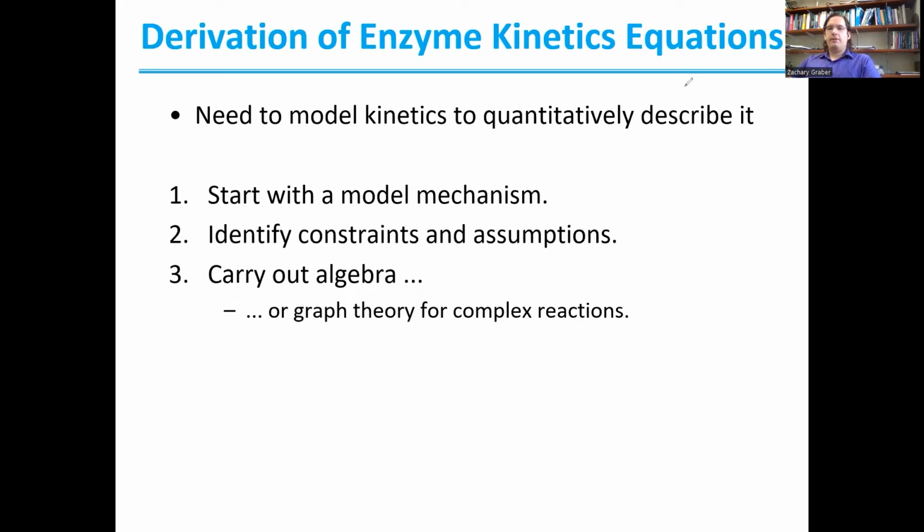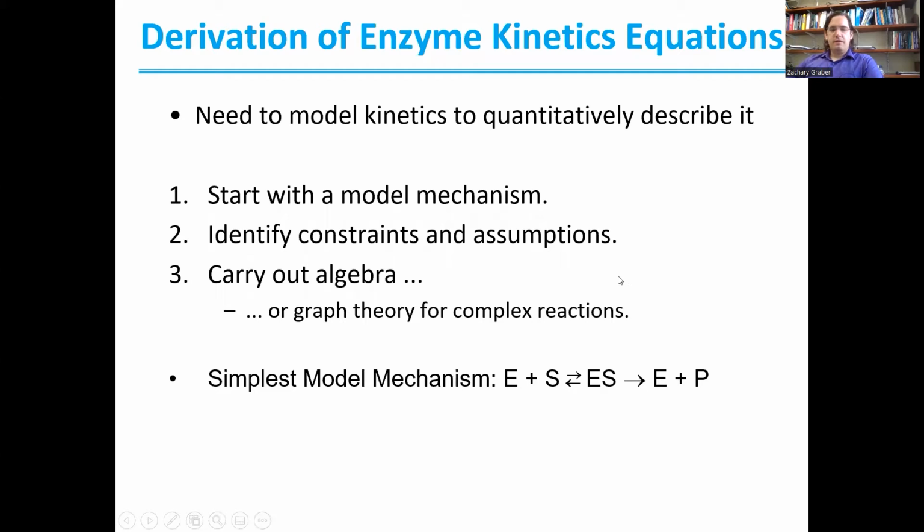In order to quantitatively describe our kinetics, it's important that we have a model for our kinetic mechanism. So we're going to first start with the model mechanism. Then we're going to identify our key constraints and assumptions for that particular model. And then we'll be using some algebra in order to develop an equation that we can use for our calculations.